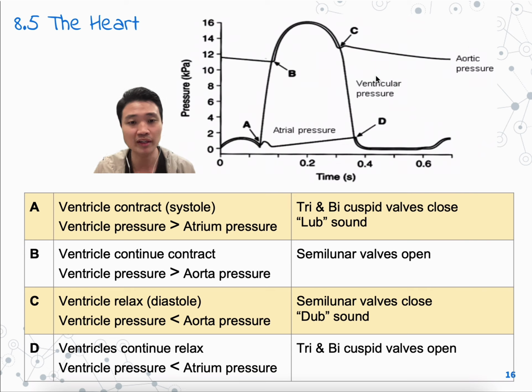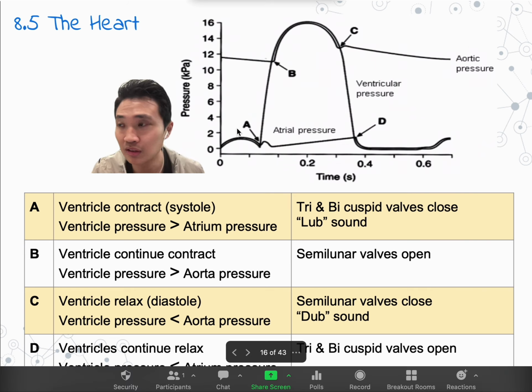Okay? So at A, what's the most important thing? The bicuspid and the tricuspid valves are closed. Can you all write over here for A? TB closed at A. At B, semilunar valves open. At C, semilunar valves closed. And at D, your tricuspid and bicuspid valves open.